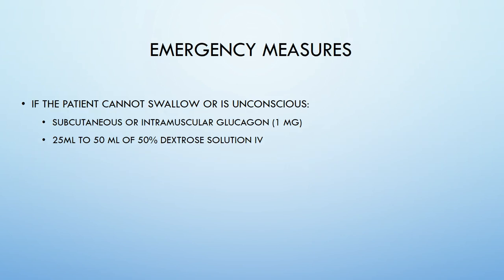For emergency measures, when the patient cannot swallow or is unconscious, you're going to give subcutaneous or intramuscular glucagon, which is 1 milligram, or you can also give 25 mLs to 50 mLs of 50% dextrose IV solution. Again, sugar water, so you're trying to bring their blood sugar back up.